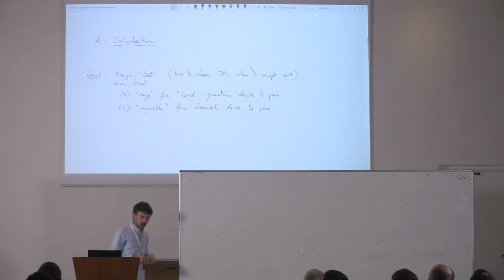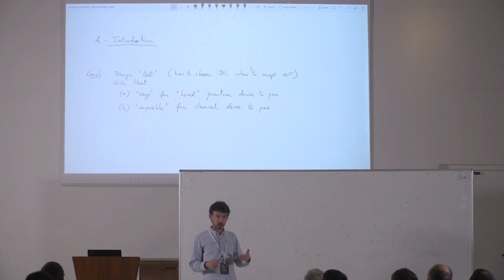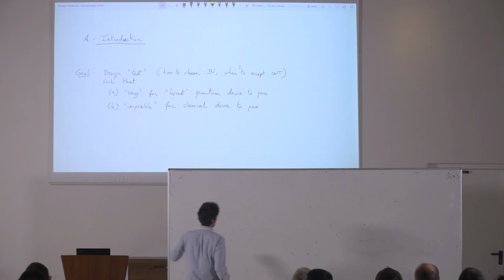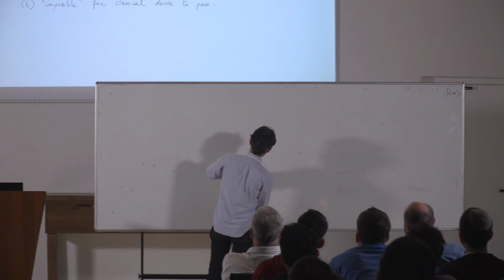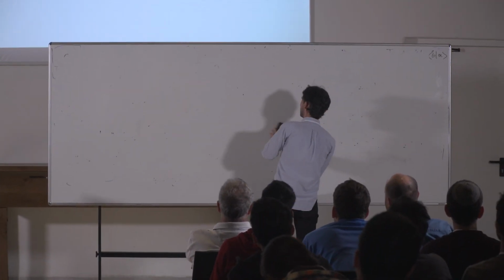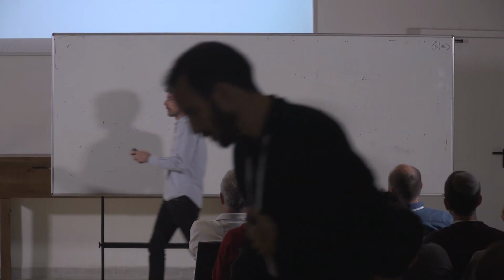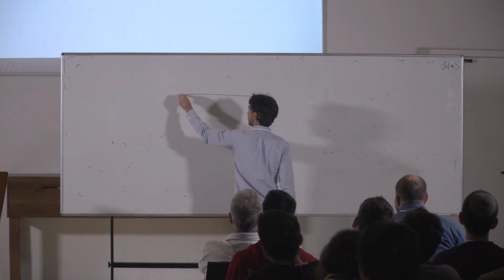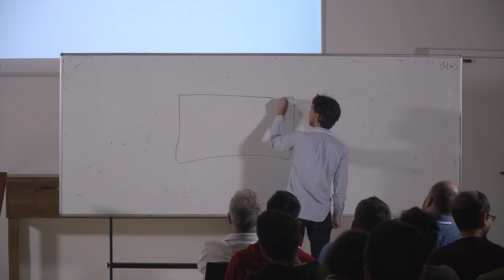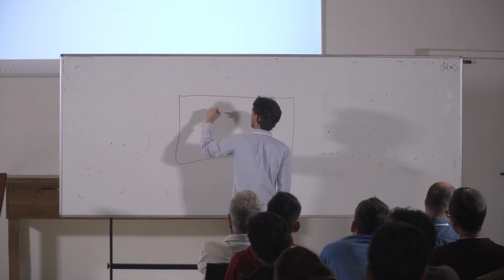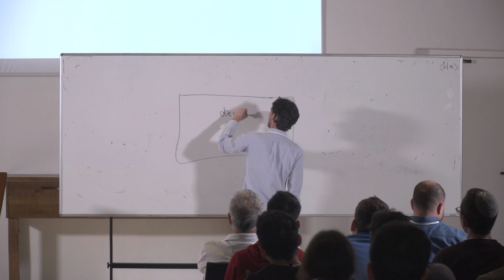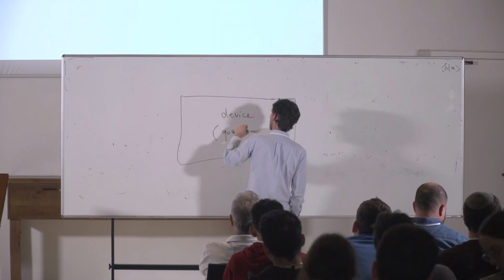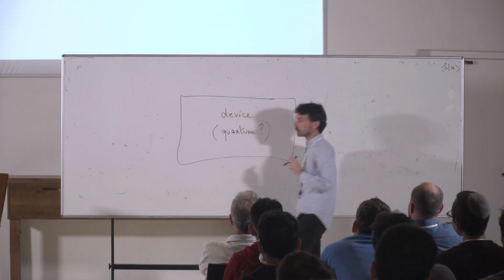Okay, so let me start the introduction by telling you about the model in which we operate. It's a very hands-off model. In a way, you could even say adversarial. So I'm going to imagine that I have access to a device, and I'll model this device as a black box. So this is a device. And this device may be quantum or not, I don't really know.